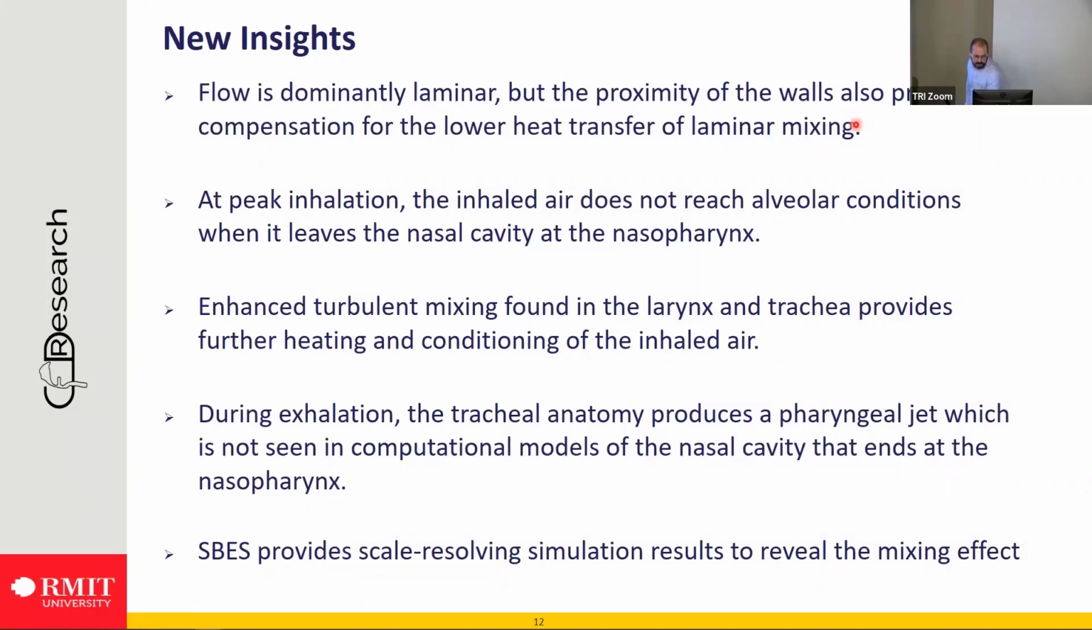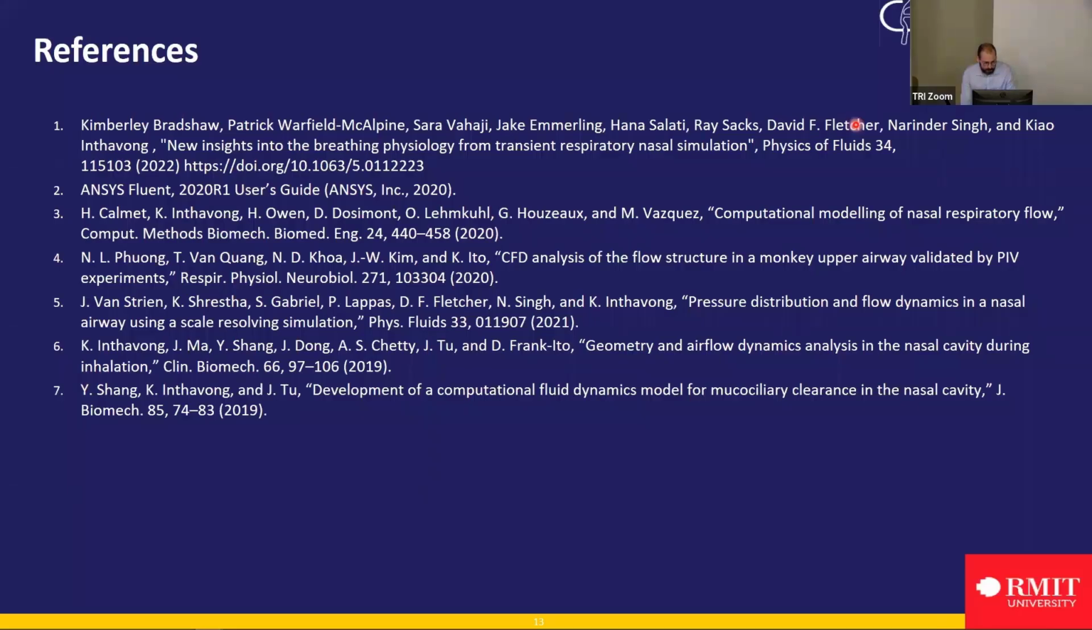So we can see that the SBS provides a scale resolving simulation. Results reveal this mixing. If we were using a RANS model, we would average these velocity fluctuations, and we would miss these unique phenomena that were occurring during this study. So I have my references here that I used for this study, and if anyone has any questions, please feel free to ask.